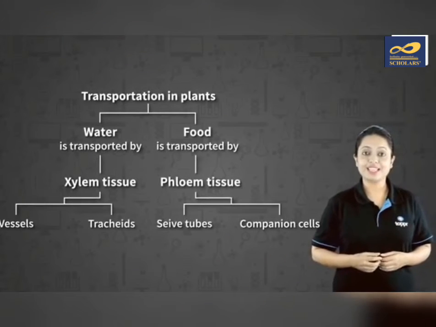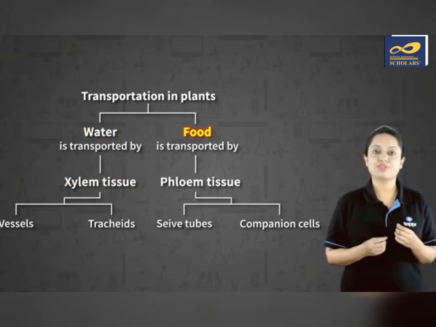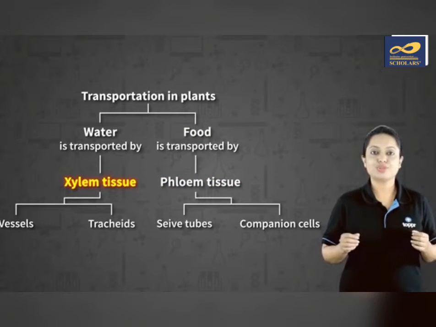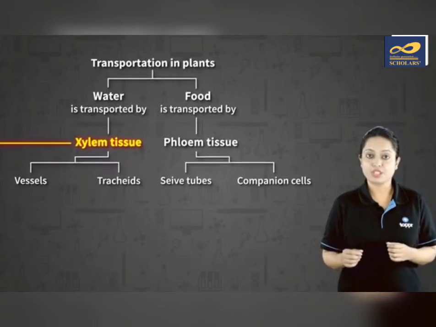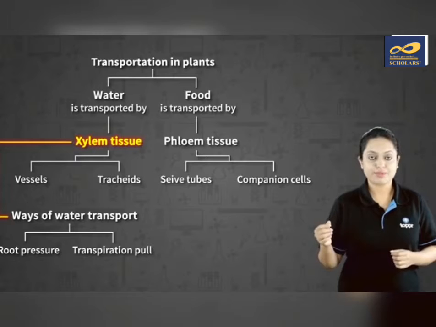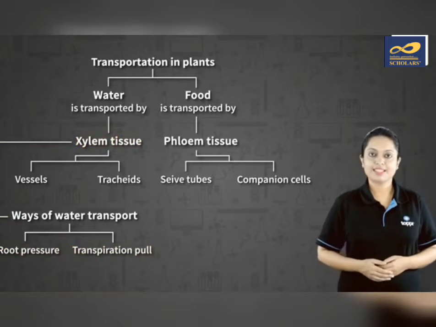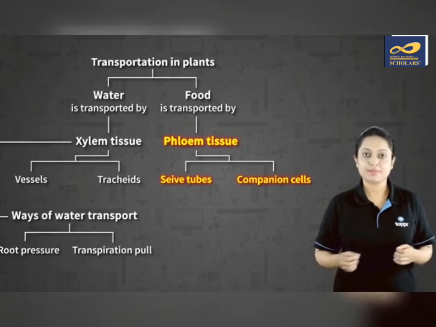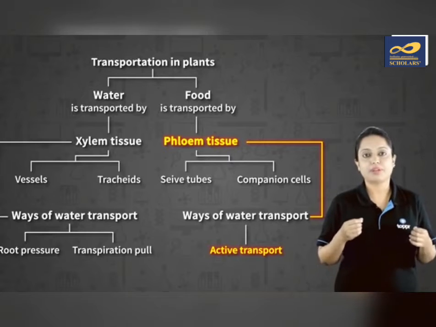So, in this lesson, we have seen that water is transported throughout the plant body by xylem tissue and food is transported throughout the plant body by phloem tissue. Let's quickly summarize. Xylem tissue has two types of cells, vessels and tracheids. Now, there are two ways to transport water from the roots to the leaves by xylem. First, root pressure, second, transpiration pull. Similarly, phloem tissue has two types of cells, sieve tubes and companion cells. But unlike xylem tissue, the phloem tissue uses energy to translocate the food throughout the plant body.